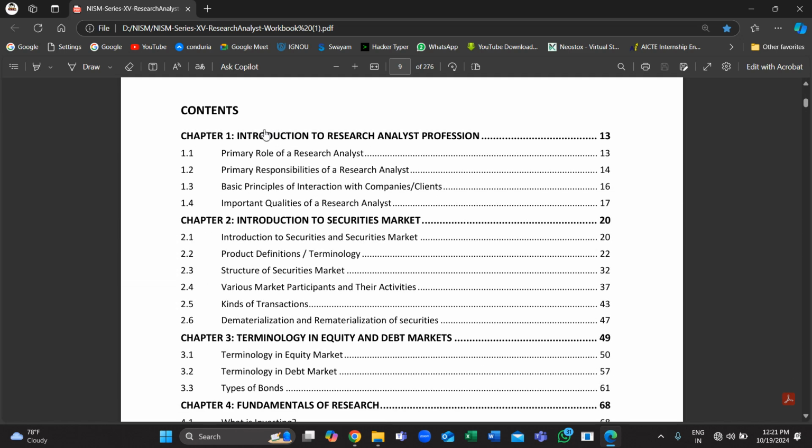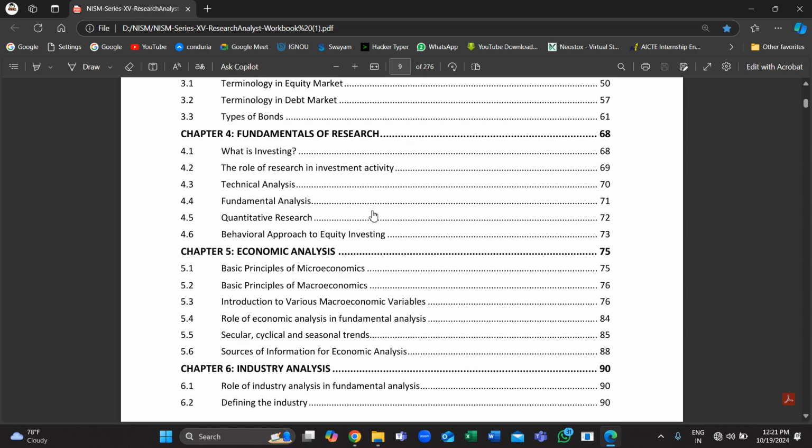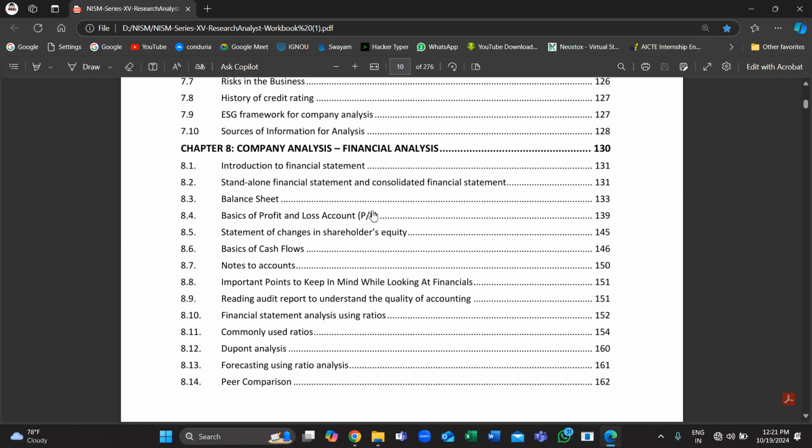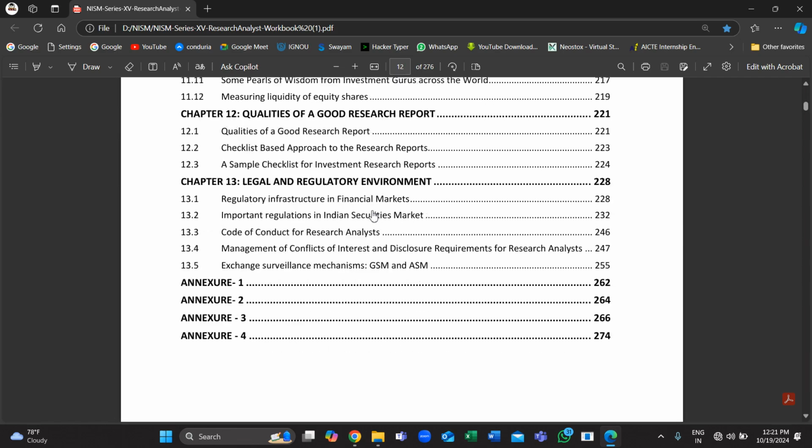Got it? Today we'll discuss chapter 1, introduction to the research analyst profession. This chapter has 4 subtopics: primary role of research analyst, primary responsibilities of research analyst, basic principles of interaction with companies and clients, and important qualities of a research analyst. We'll discuss all these 4 subtopics briefly. So we won't waste much time; we'll start with the video.